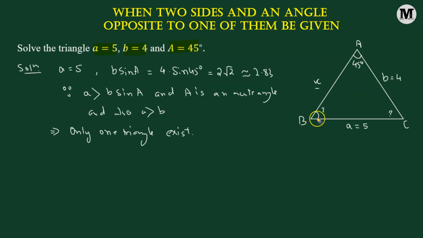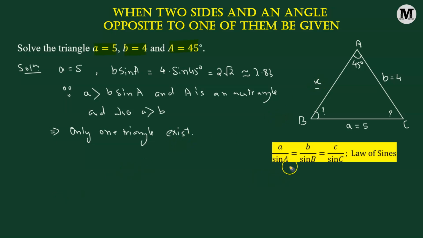That means we'll try to find the measure of B, C, and the side c. For this, we're going to take the help of the law of sines. The law of sines is given as the ratio of the side a to the sine of the angle A, which equals the ratio of the side b to the sine of angle B, and that also equals the third side c divided by the sine of the angle C. Now, since we have the angle A and the side measures a and b given to us, we're going to consider the first two ratios and equate them with each other.